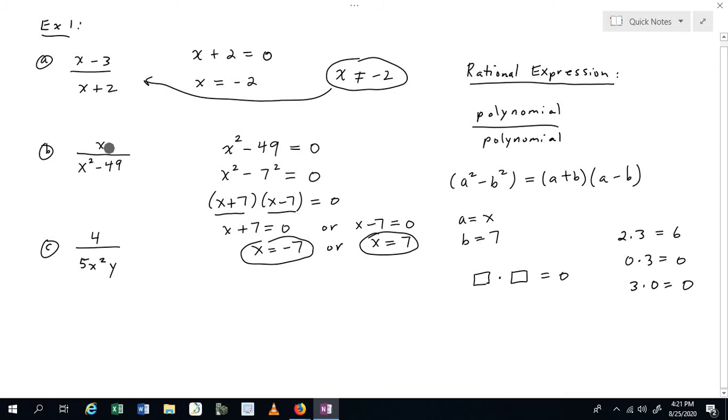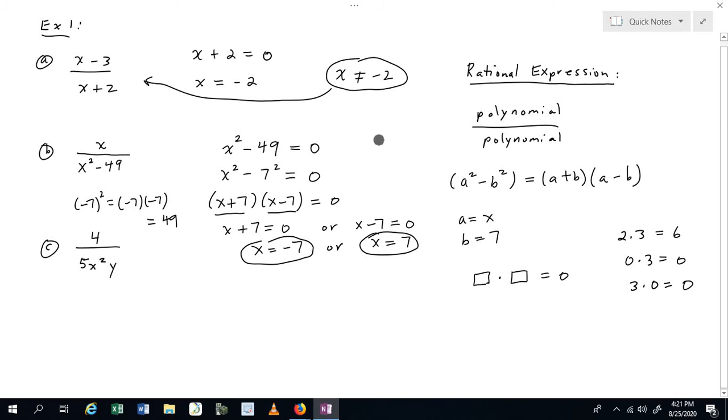When I plug negative 7 in, I get negative 7, and then negative 7 squared means negative 7 times negative 7, right? That's what that means. And when you multiply a negative by a negative, you get a positive. So that's positive 49, and then 49 minus 49 is 0. So when I plug negative 7 into here, I get negative 7 divided by 0, which is also undefined.